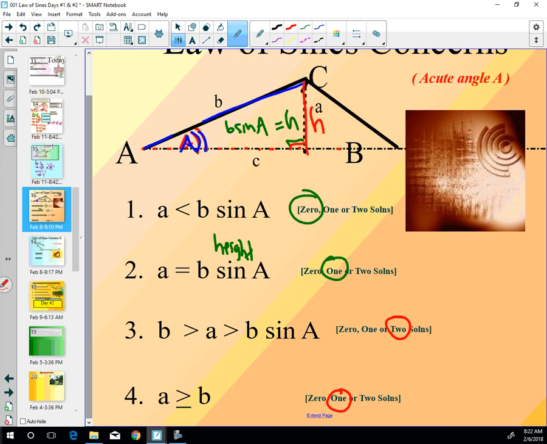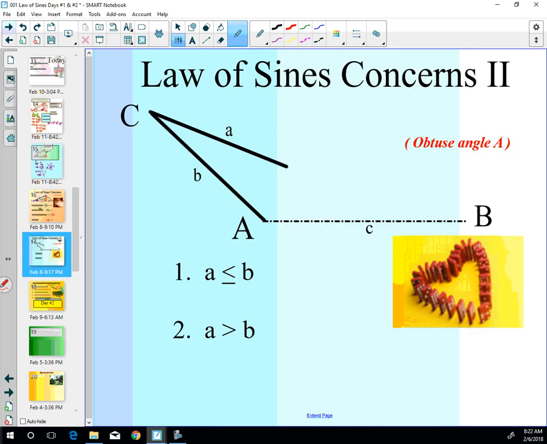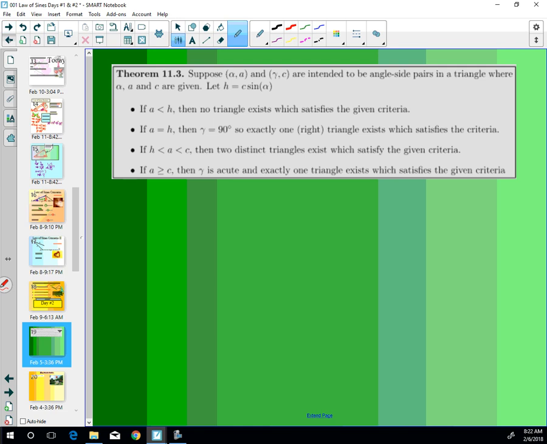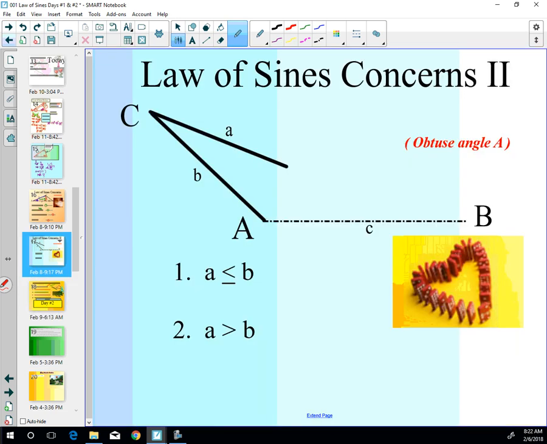So if we knew what the height was, which was b sine a, we would be able to figure out whether it's 1, 2, or no solutions. So, and then we'll wait with this one. Okay? And now let's not wait with this one.